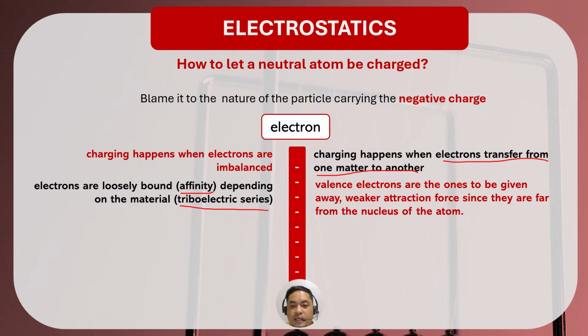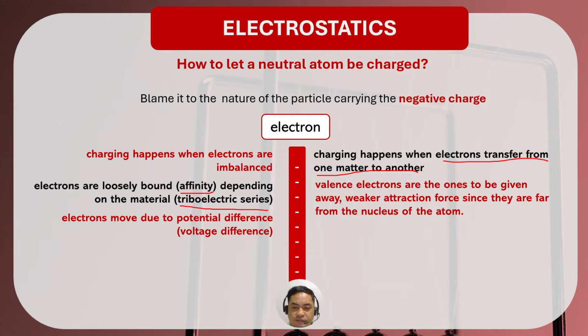And valence electrons, like what I have said, they are far from the nucleus. They will be weaker, so they can be thrown out from the atom and be received by a nearby atom.